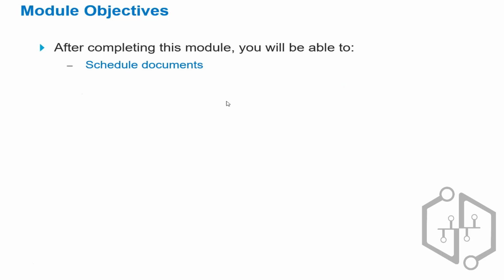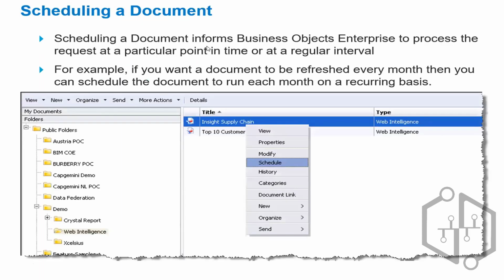Scheduling a document informs BO Enterprise to process the request at a particular point in time or at a regular interval.